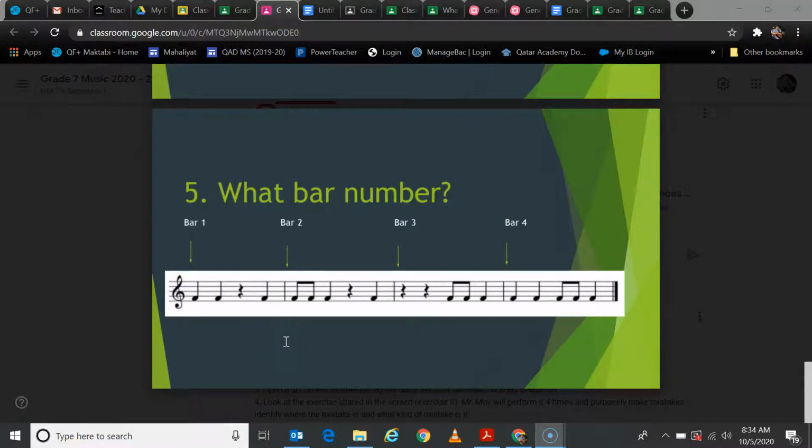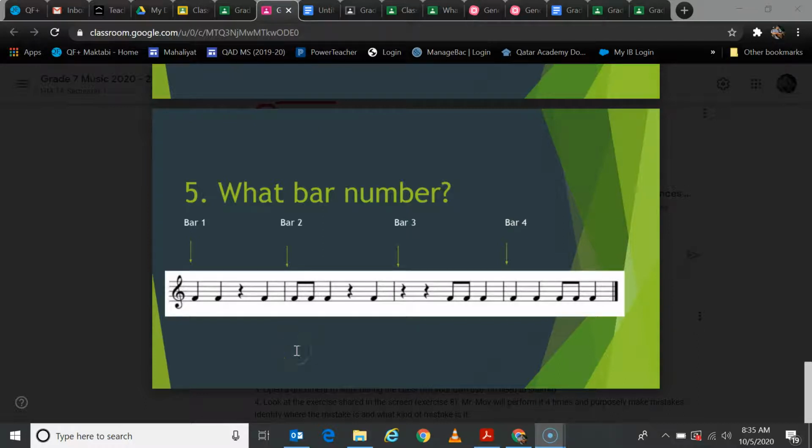It goes like this. 1 and 2 and 3 and 4 and 1 and 2 and 3 and 4 and 1 and 2 and 3 and 4 and 1 and 2 and 3 and 4 and.